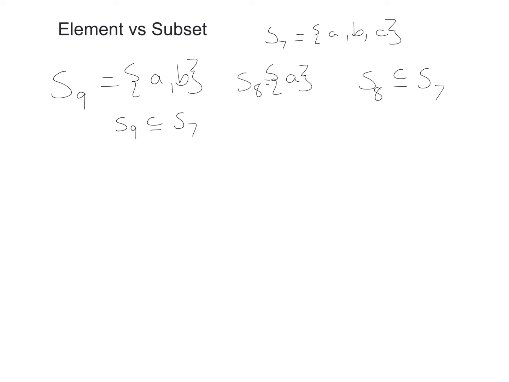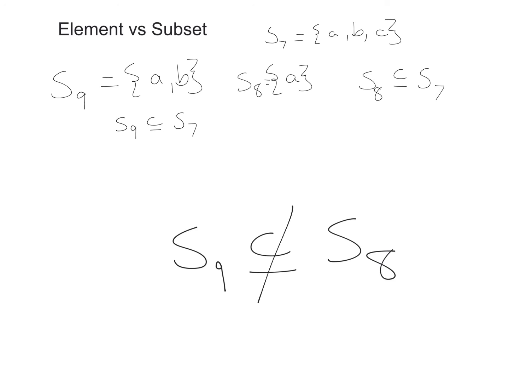Let's try one more. Is S9 a subset of S8? Well, let's see. The first thing we need to do is make sure they're both sets, because you can only do subset if they're both sets. S9 is a set, S8 is a set, so we're good. Then you have to go through set 9 and ask, is everything that's in set 9 also in set 8? A is in set 9, A is in set 8. So far, so good. B is in set 9. Uh-oh, B's not in set 8. That means that S9 is not a subset of S8.